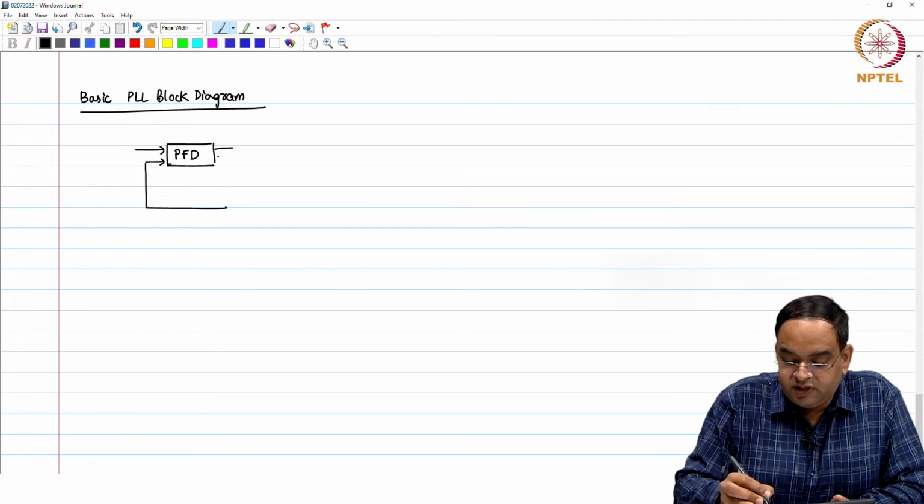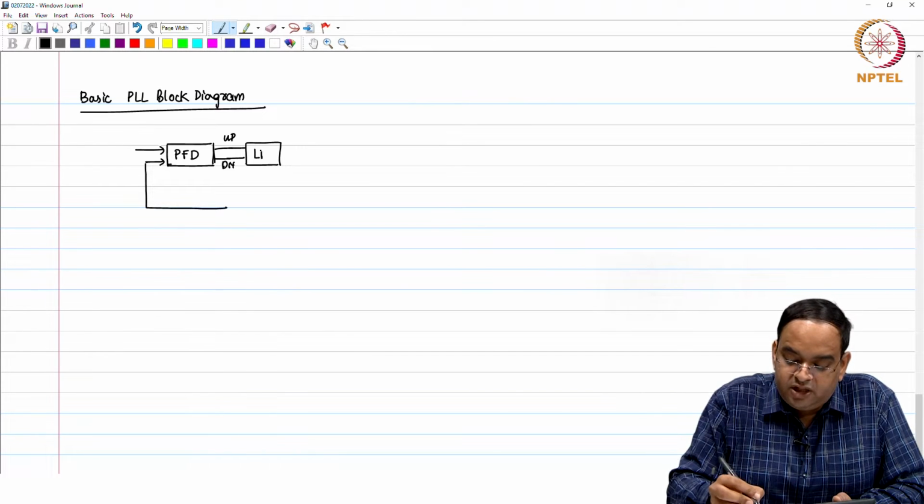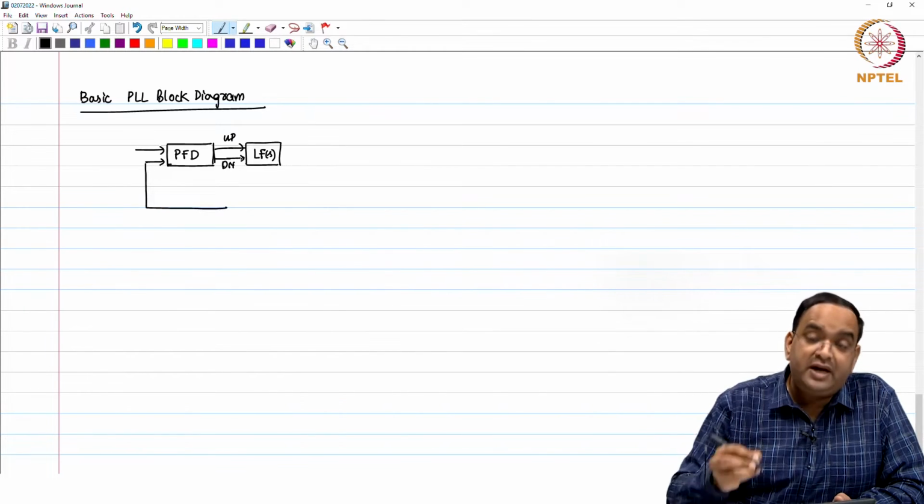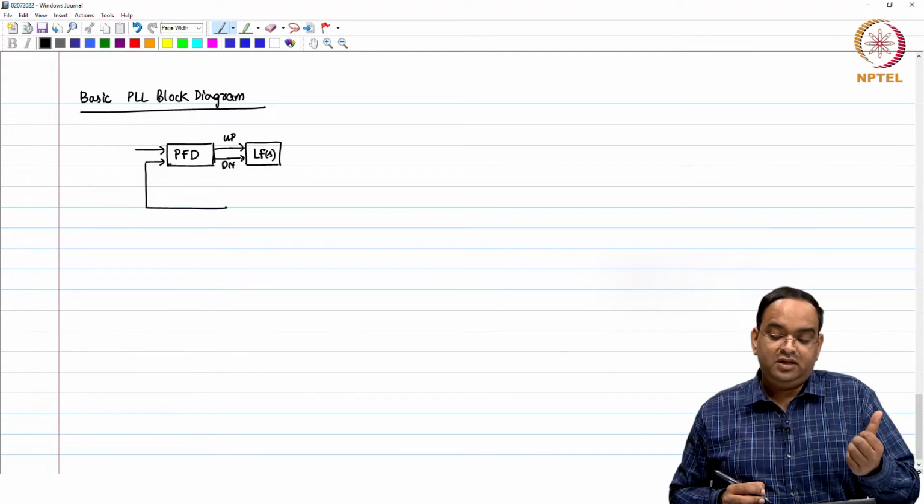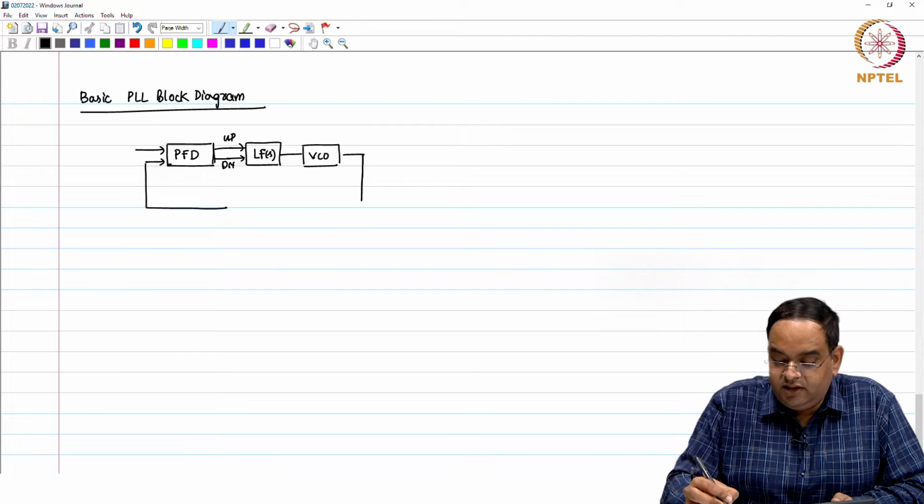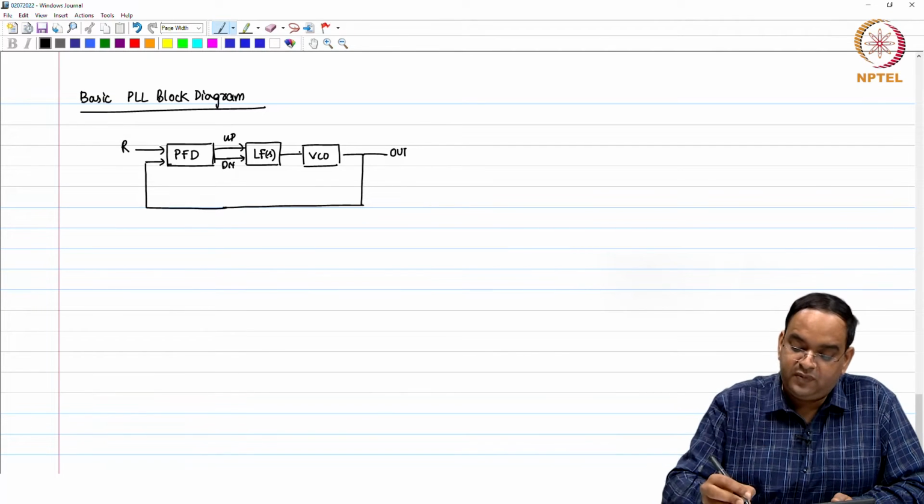PFD output actually gives us two signals, up and down, and these up and down signals have to be somehow interfaced with the loop filter, because the average of the up and down signals has the information about the phase error. This goes to the VCO and then you feed it back. So, this is your reference, this is your output, right.